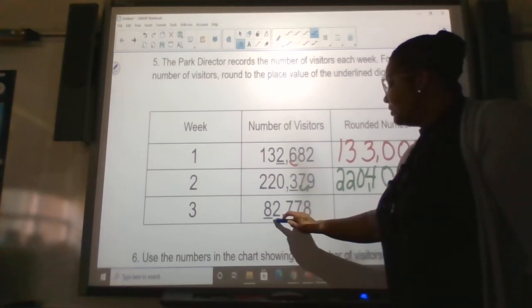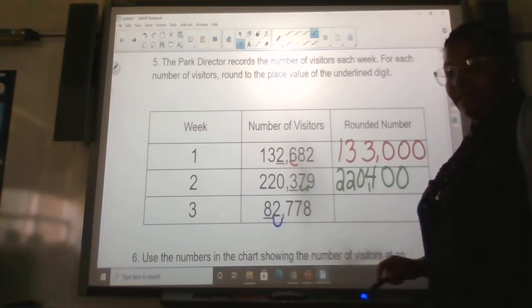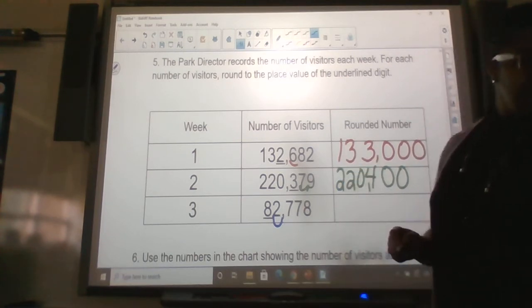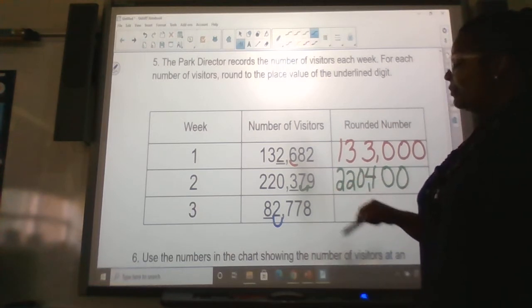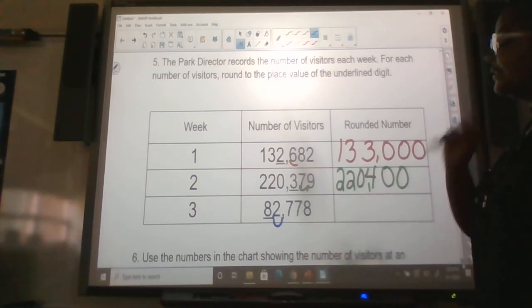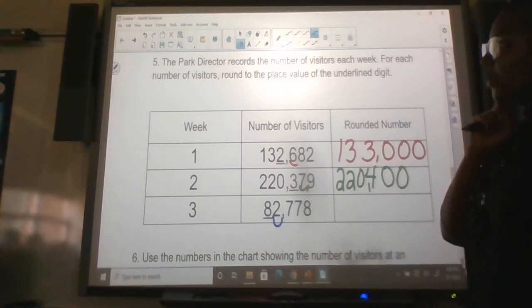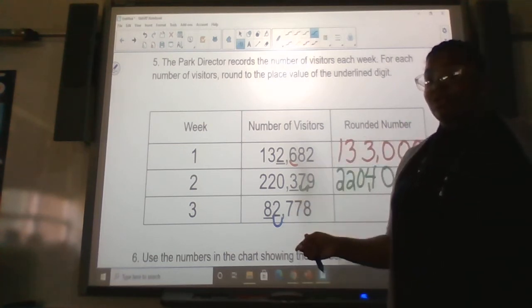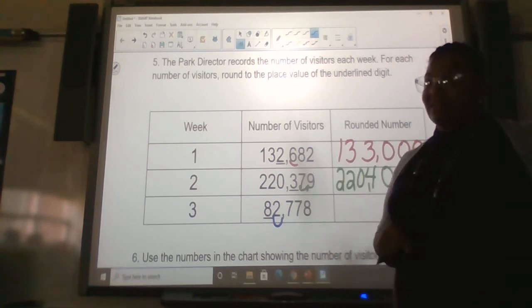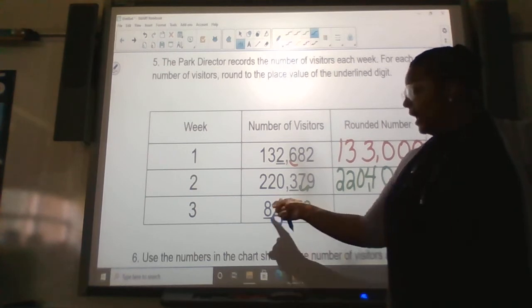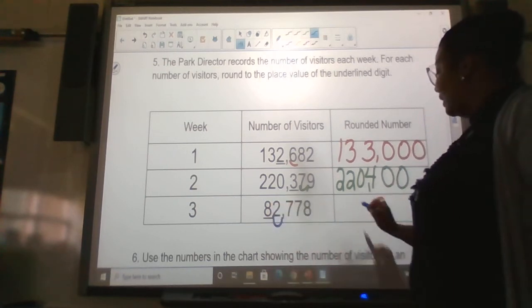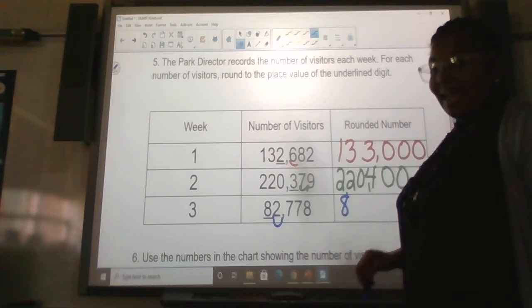Yes, I'm going to look to the right of it at this 2. As I look at this 2, boys and girls, I'm going to say, is this 2 5 or more or 4 or less? Now, I know that this 2 is less than 5. So because this 2 is less than 5, my 8 will stay the same. So I write my 8. Everything behind it will turn to 0.